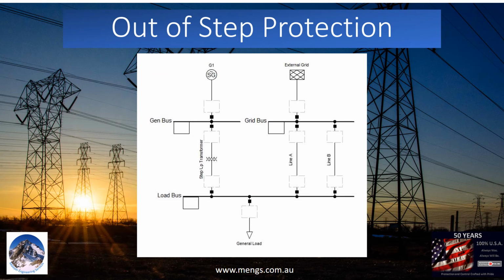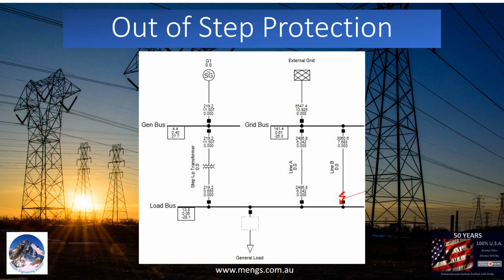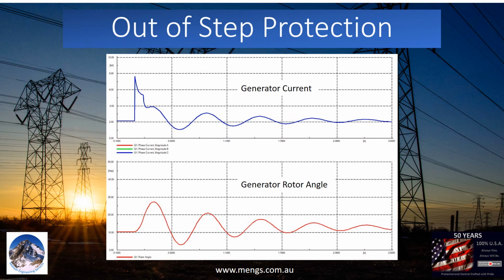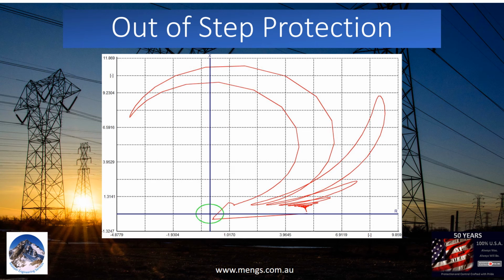Here is an example system: a cogen plant with a double line connected to the grid. A fault happens on line B, close to the plant's substation. The fault clears in less than 200 milliseconds. During the fault, generator current and rotor angle increase. The impedance relay will follow the impedance trajectory. As we see, the impedance entered the MOHO zone but came out from the same side.